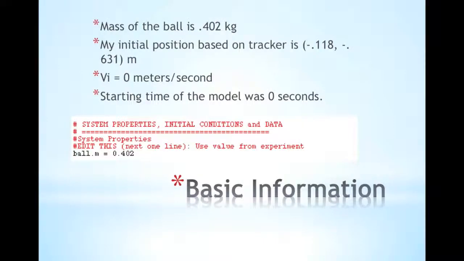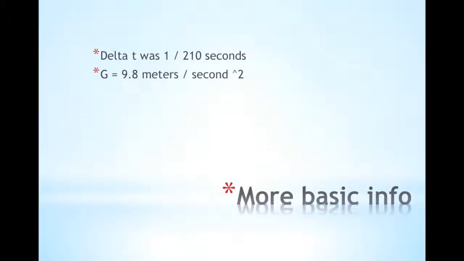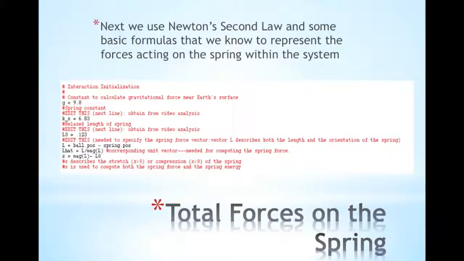Now, I had to incorporate the initial conditions. The mass of the ball was 0.402 kilograms, which was given to us. The initial position of the mass, determined by the data in Tracker, was negative 0.118 for the x value and negative 0.631 for the y value, in meters. The initial velocity was 0 because it was dropped from rest, and the start time was at 0 seconds. Also, the timestamp provided was 1 divided by 210 seconds, and the gravitational constant, g, is 9.78 meters per second squared. Let's take a look at the code.